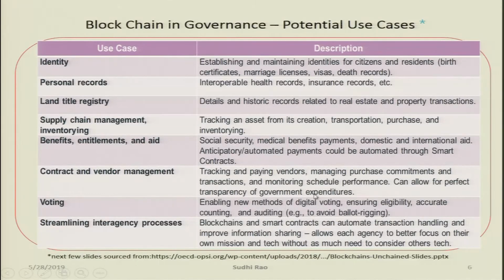Tracking and the other part is paying vendors. Many vendors who deal with the government complain that getting payments takes a lot of time. So, that can be made faster. Tracking and paying vendors, managing purchase commitments and transactions, monitoring schedule performance. It can allow for perfect transparency of government expenditure. So, government expenditure is public expenditure, money collected from the people. So, we all have a right to know how it is spent. It can be made transparent using a blockchain.